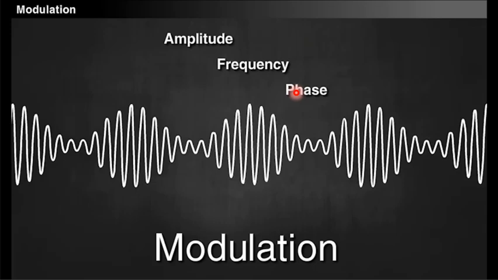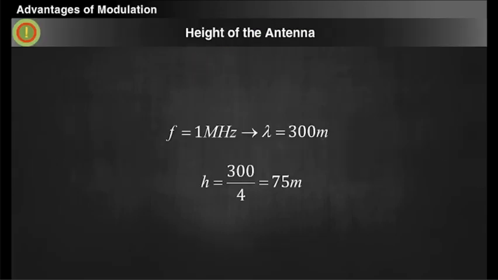I will repeat the definition of modulation again. The characteristics of the carrier signal such as amplitude, frequency or phase are changed in accordance with the message signal. This process is called modulation. Let us now see how the problems in the transmission of low frequency signal are overcome by modulation.